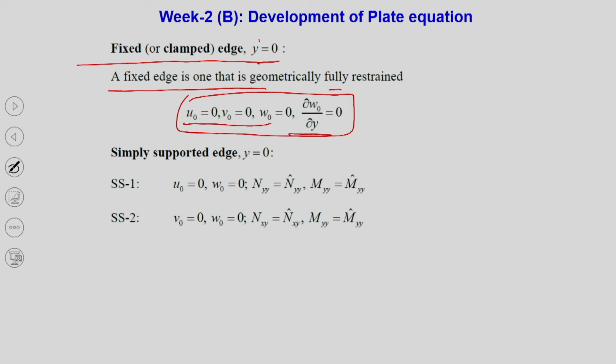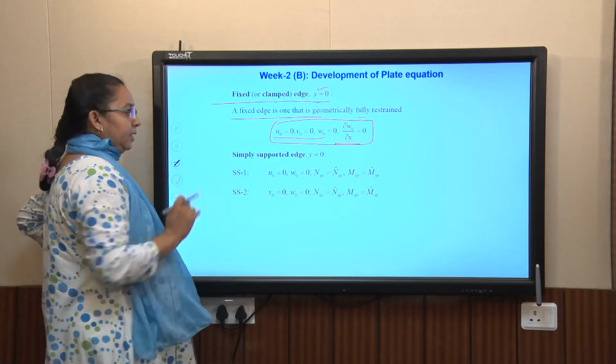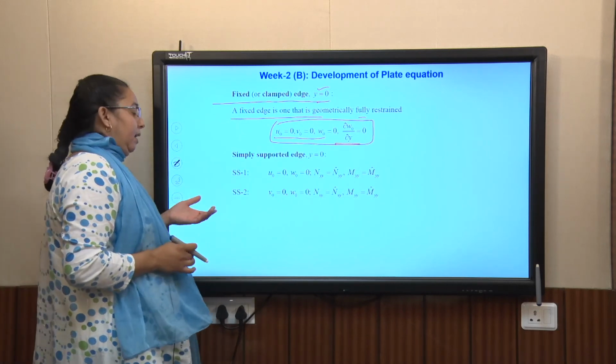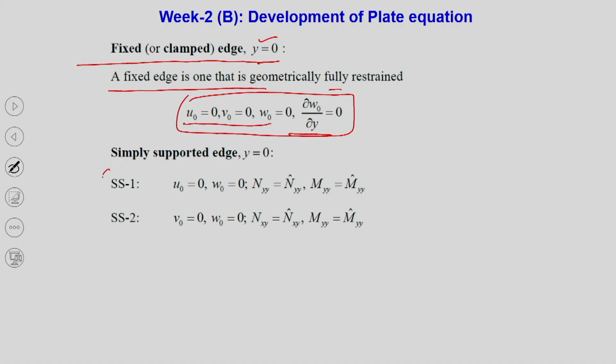So, basically here at y is equal to 0, y is your normal direction. If you are talking about a simply supported case, people think it is a very simple case. It is not so, it is a mixed boundary condition case. In literature there are 2 types of cases: one is SS1, another is SS2. Sometimes we call this hard support and this is called soft support.